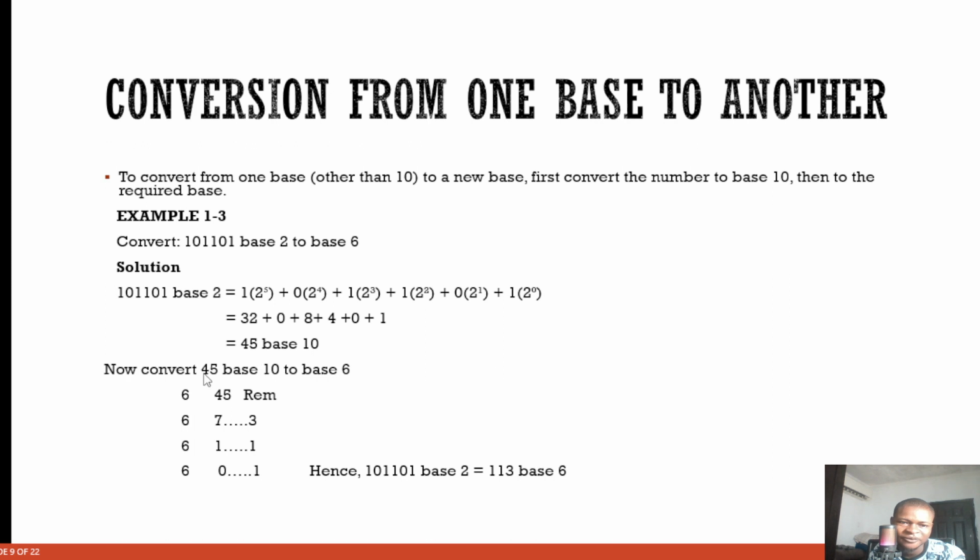If we want to convert any number in base 10 to another base, which is base 6, we use the long division method, and that is what we have here. We have our remainder here. Take note. We have talked about this before, and at the end of the day we have 113 base 6, which gives us the same result.